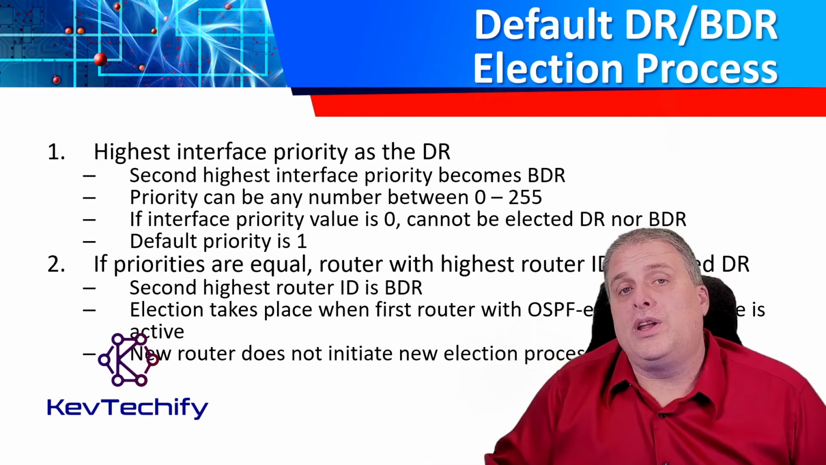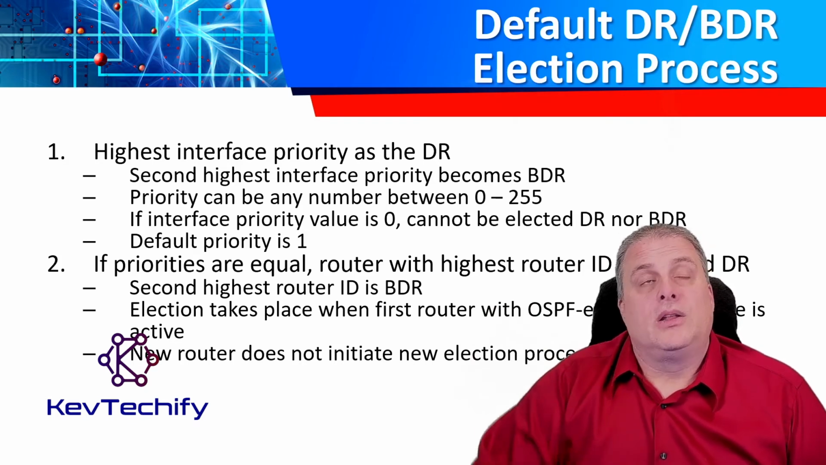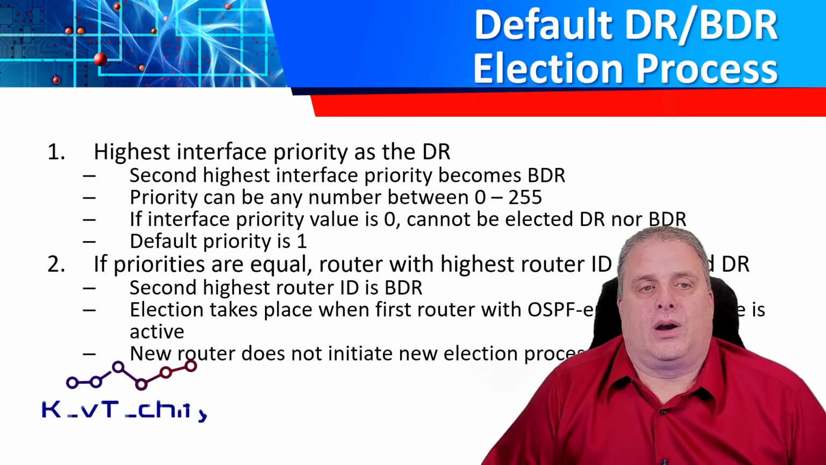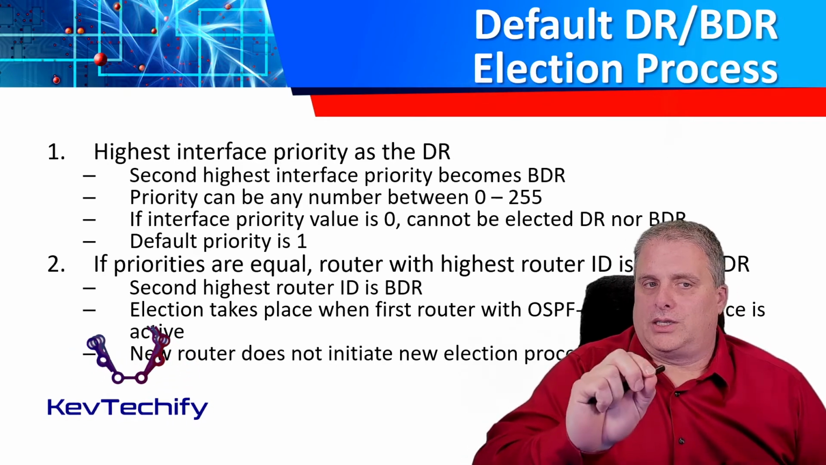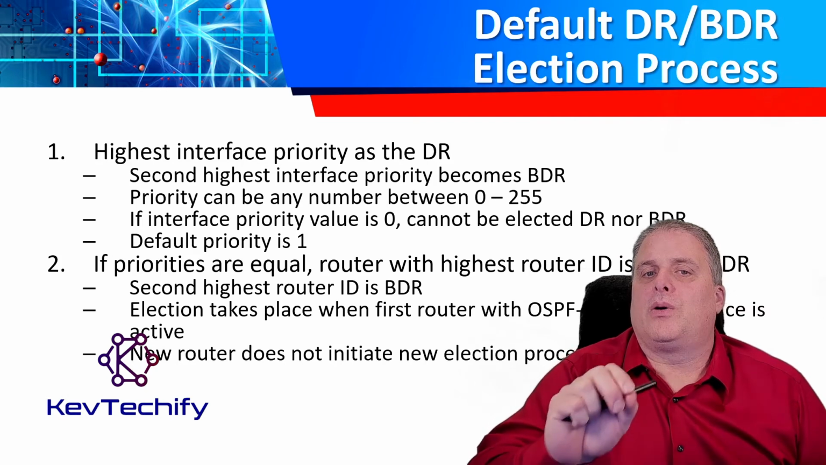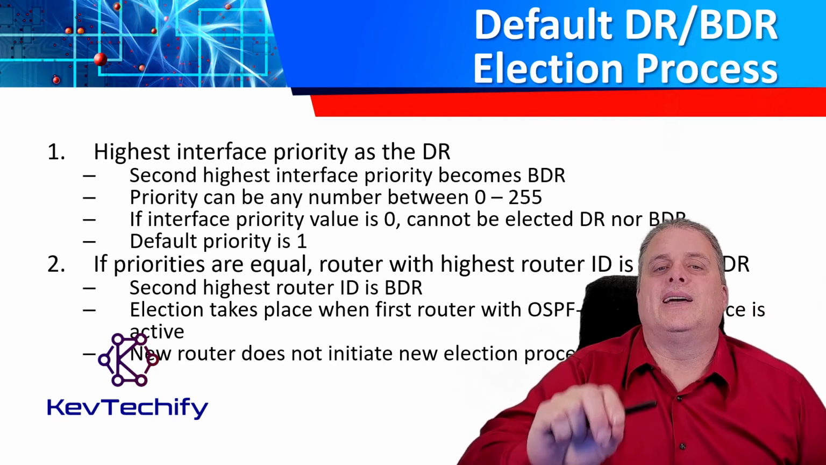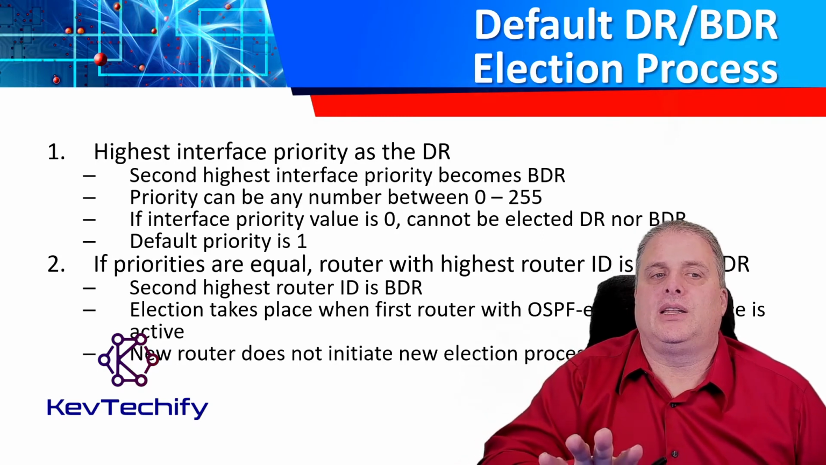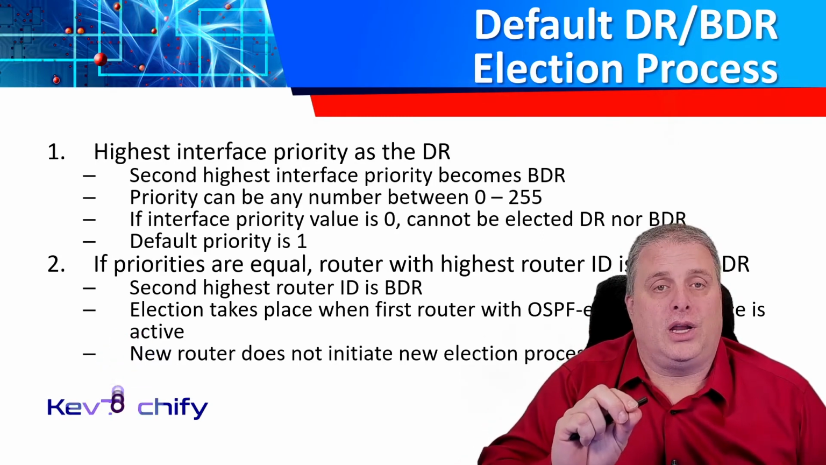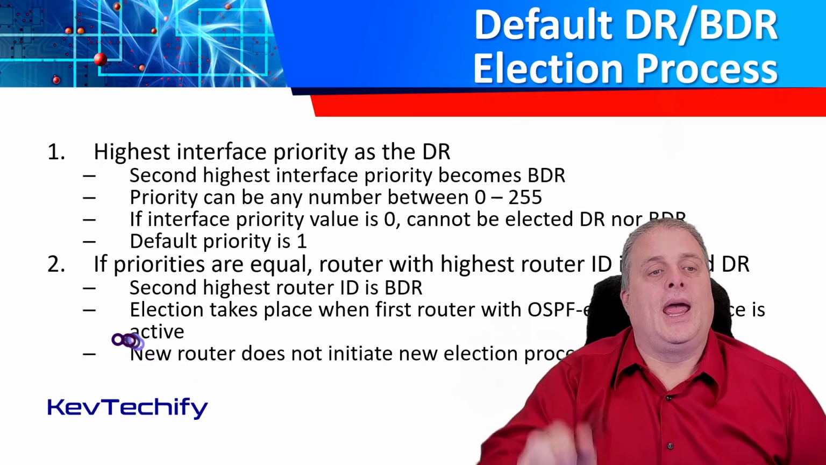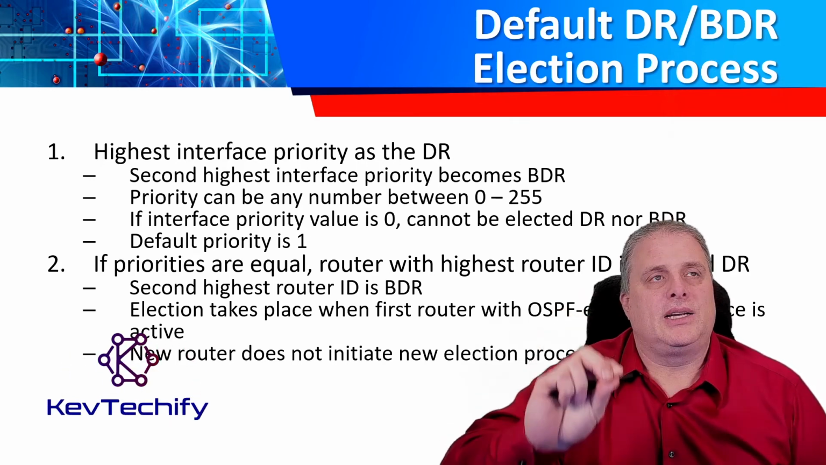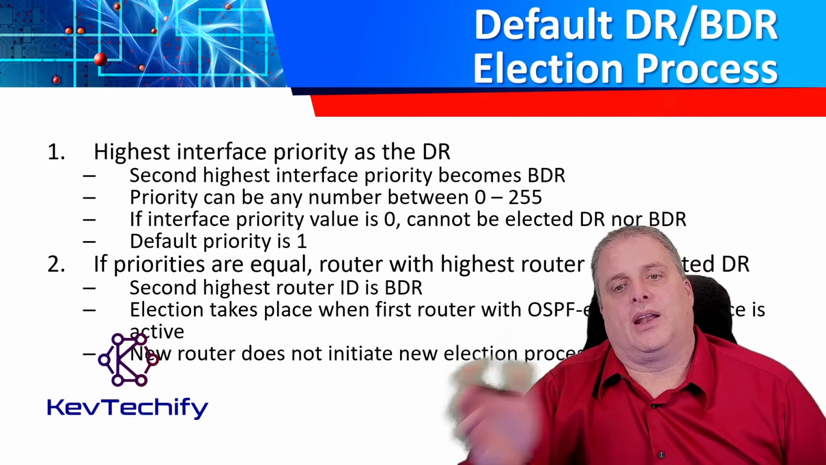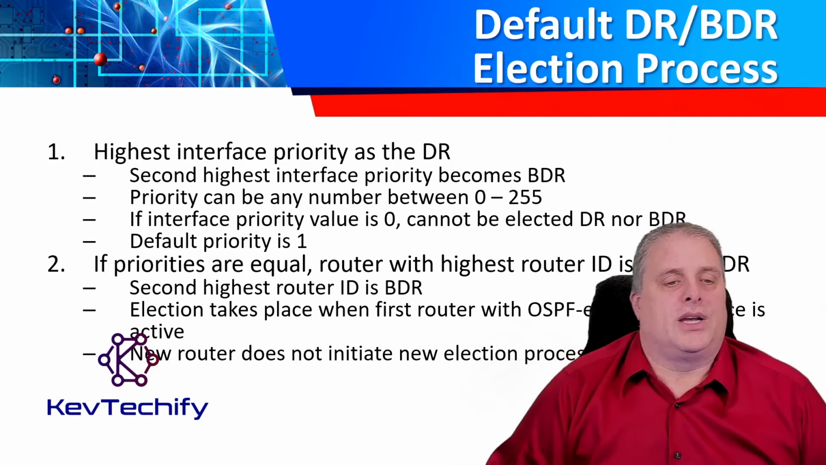Now, if the priorities are all equal, the router with the highest router ID is the designated router. Okay, understand that. Interface priority, highest one gets designated router. If you don't manually change any interface priority, they're all going to default to 1, and then we use the highest router ID to give us our designated router. And then the second highest router ID would be the backup designated router.